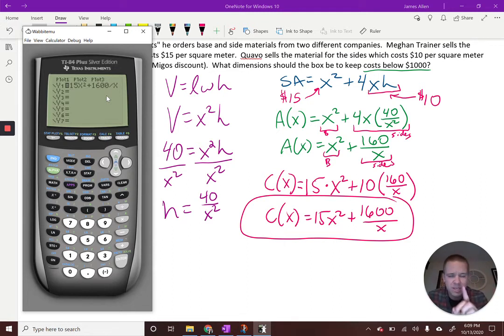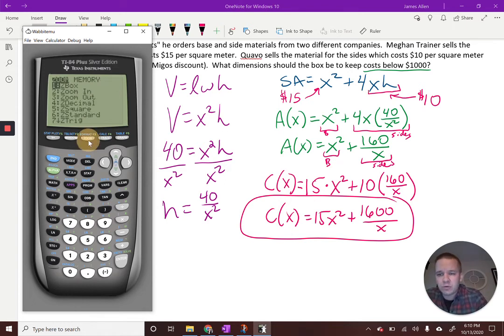If we remember from past problems, that means that I'm going to throw in another equation of a horizontal line that is 1,000. That way I can find where it's below that in this case. Oftentimes we want to be above in profits, but we want to be below in cost. So those words are important, right?